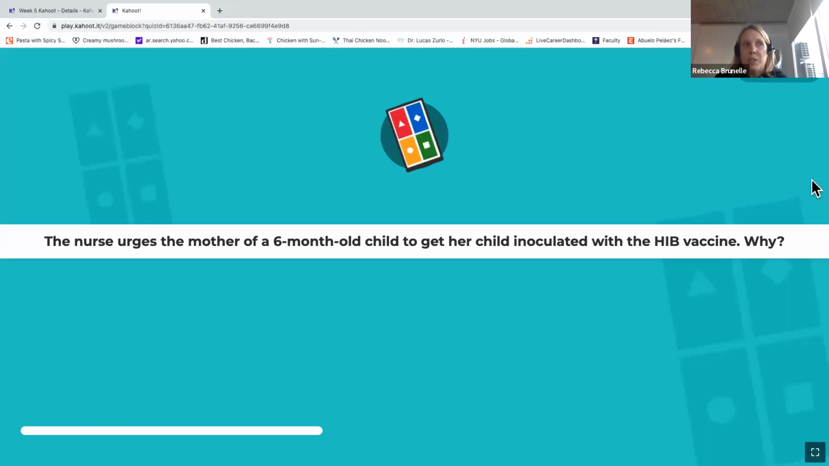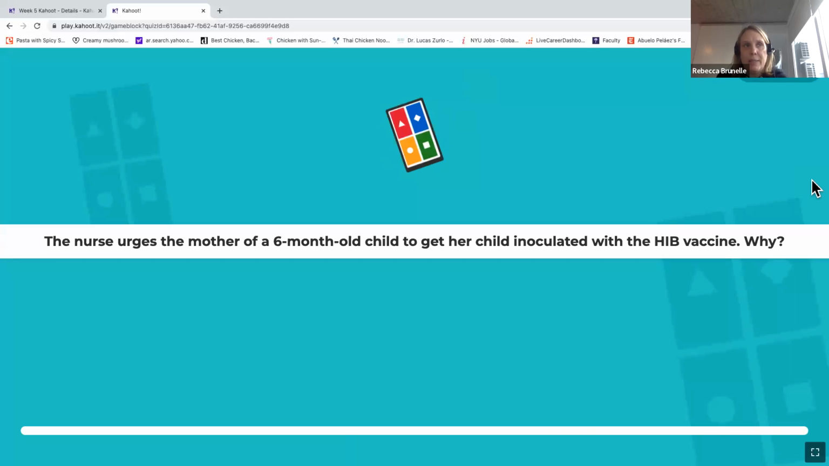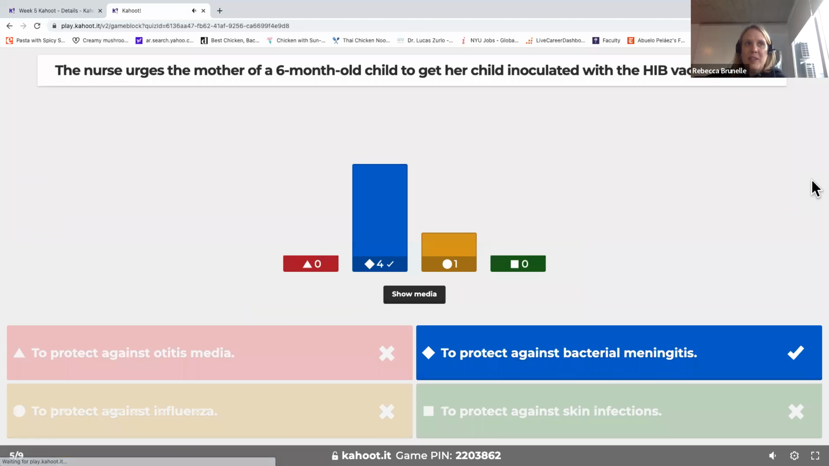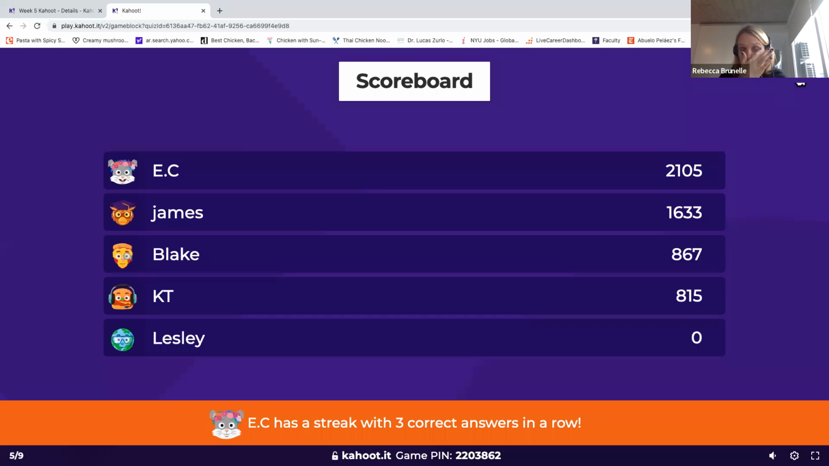So the nurse urges the mother of a 6-month-old child to get vaccinated against Hib. Why is that? To protect against otitis media, to protect against influenza, to protect against bacterial meningitis, or to protect against skin infections. This one I don't love. You guys overall got it right. It does also protect against otitis media, but the main thing that you worry about is the bacterial meningitis. So good job.